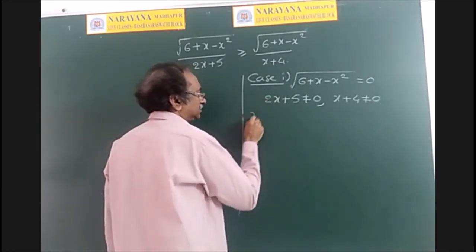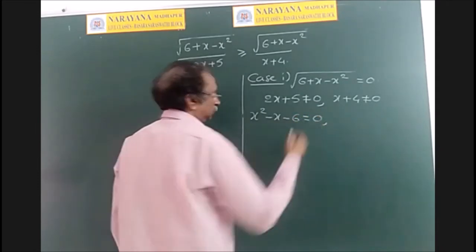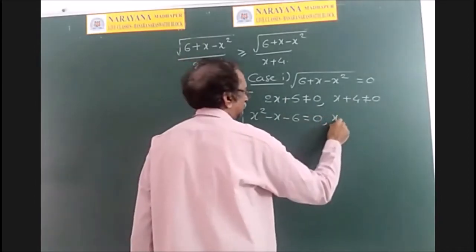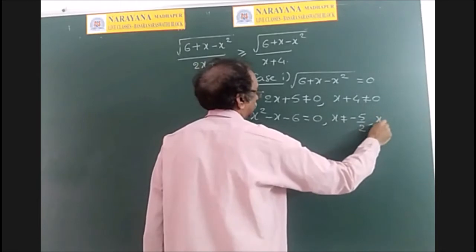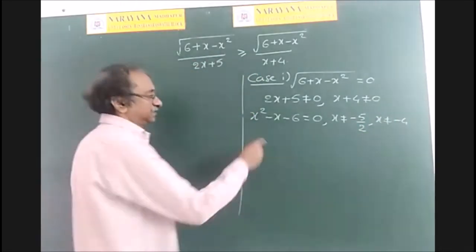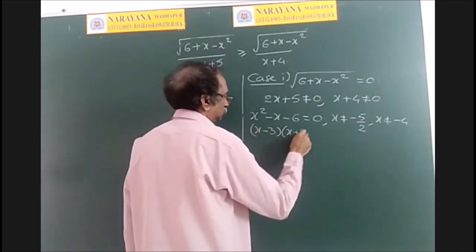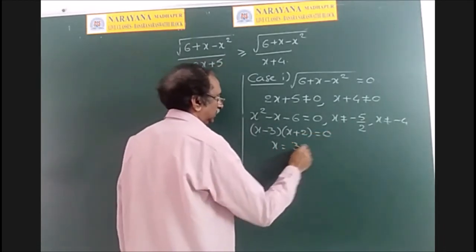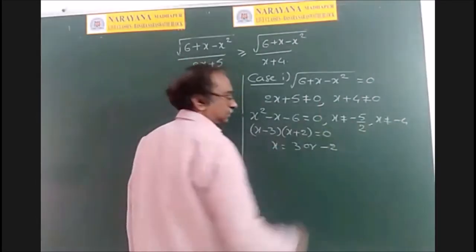multiply that one minus also. X square minus x minus 6 is equal to 0. And this is x not equal to minus 5 by 2. X not equal to minus 4. And what are the factors of this? This is x minus 3 into x plus 2 is equal to 0. That is x is equal to 3 or minus 2. So clearly these two are not equal to that.